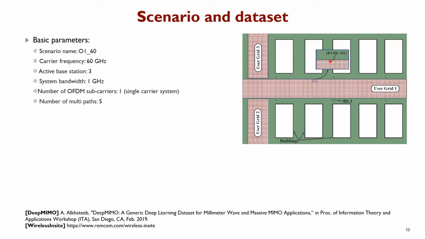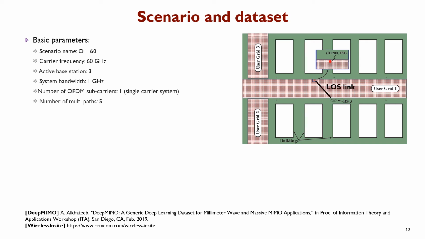We evaluate our proposed learning algorithm in DeepMIMO, which is a publicly available dataset for deep learning applications in millimeter wave and massive MIMO communications, and we adopt the following basic parameters in our simulations. We use a scenario called O1_60, which is an outdoor scenario, and is focused on line of sight connections between users and base stations, as shown in the figure.